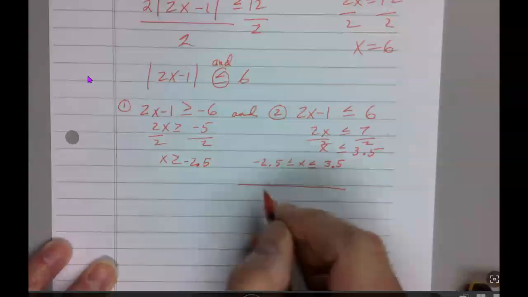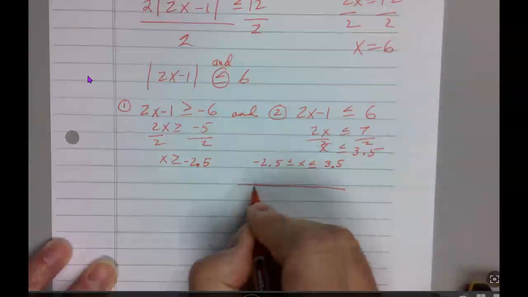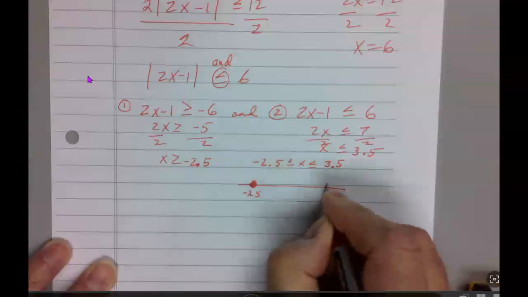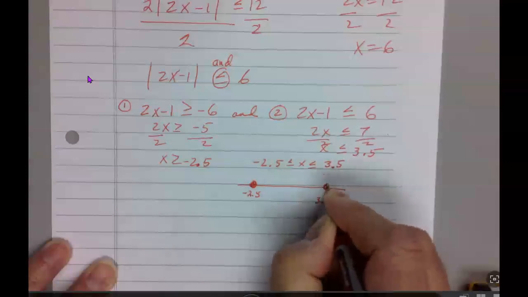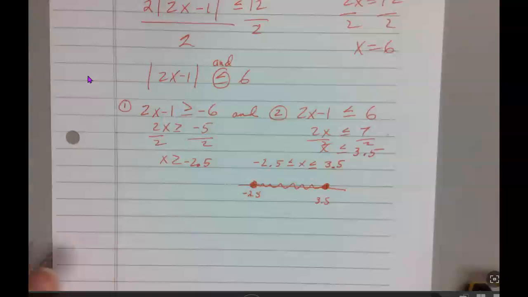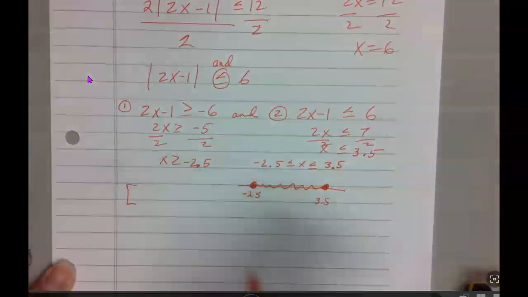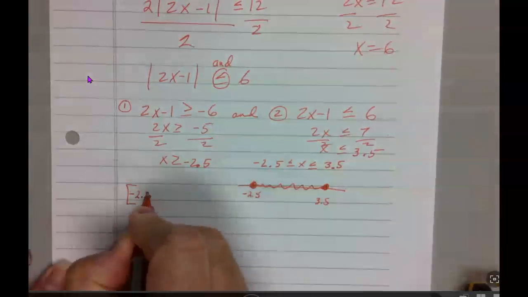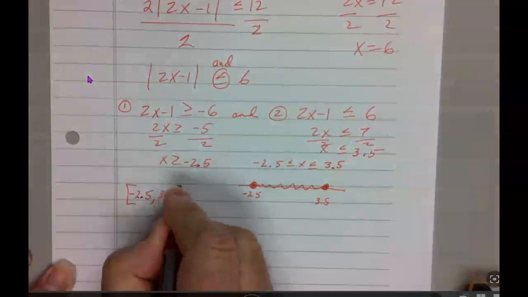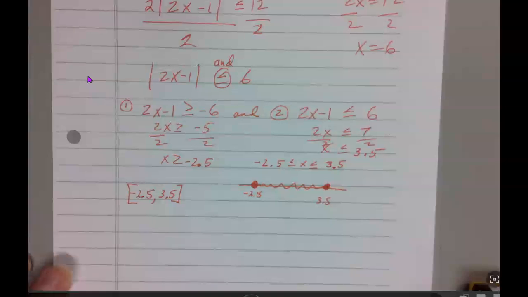And then negative 2.5, closed circle, 3.5, closed circle, and they're right here. There's your graph. And then your interval notation would be negative 2.5 included, 3.5 included. Does that help on that? Any other questions on homework?